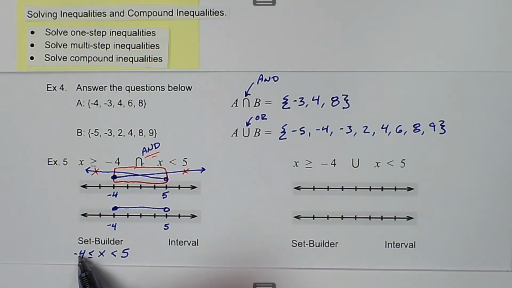Interval notation, we start with the smallest value, and we go to the highest value. And then we pay attention to the inequality sign. This one is equal to, so we use a bracket. This one is just less than, so we're going to use a parenthesis.